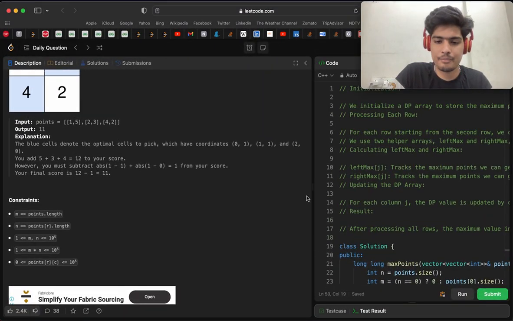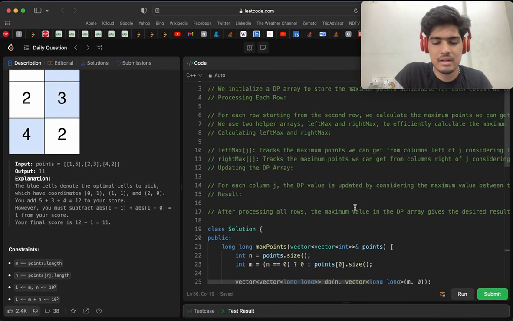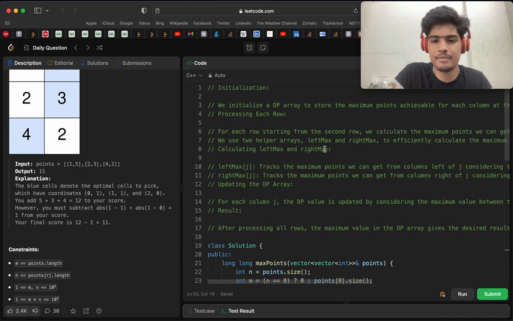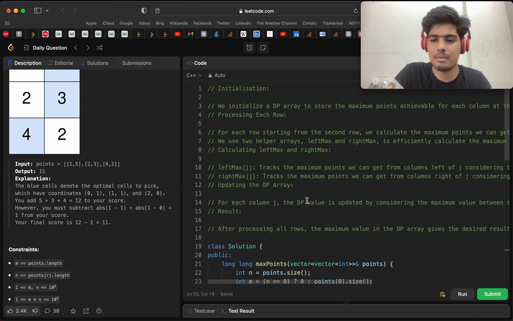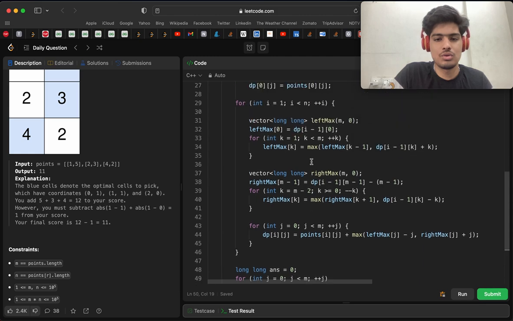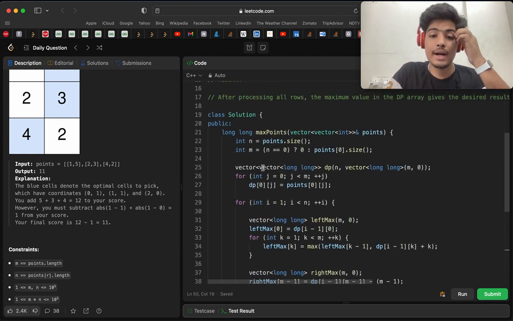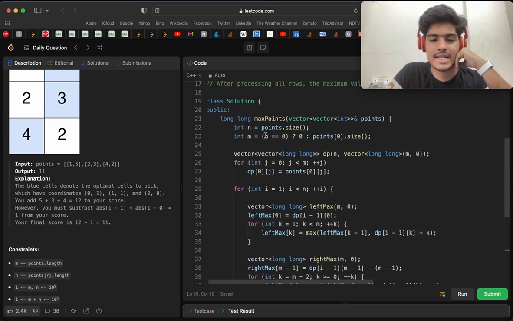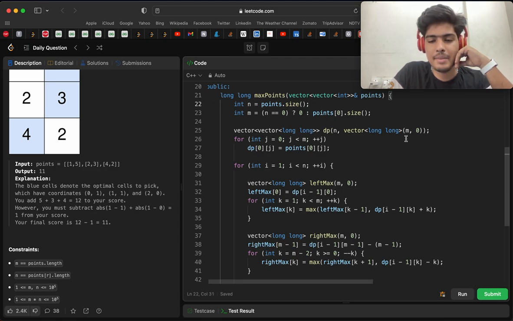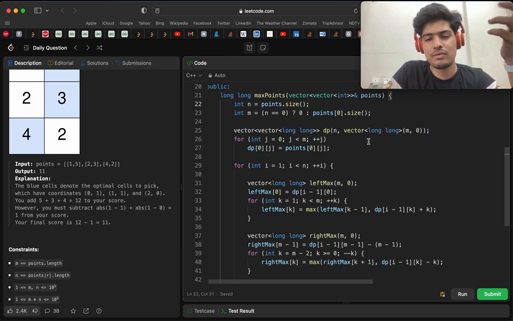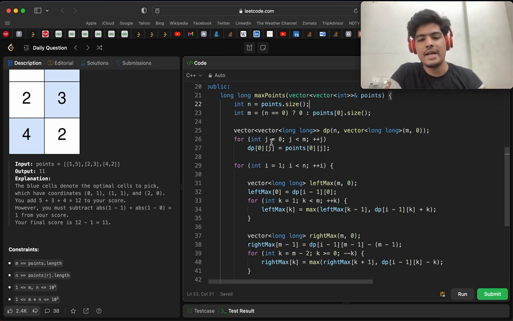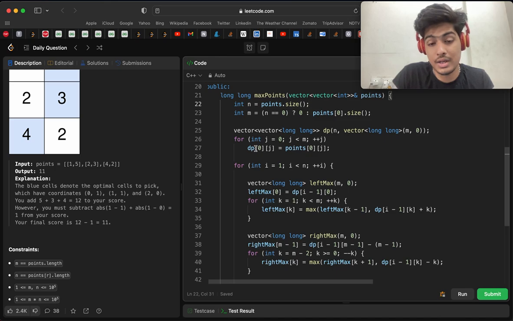So now let's see the code. The coding part is very simple. Firstly, you can see these points also for understanding purpose. I have written this. For the coding part, we are just initializing the size. n is the number of rows and m is the number of columns, and we are taking the dp 2D array, or you can say dp 2D matrix, and we are initializing the 2D dp by using the points of 0 comma j.